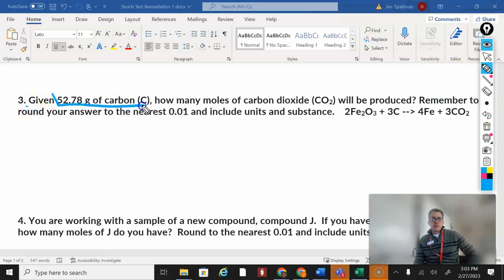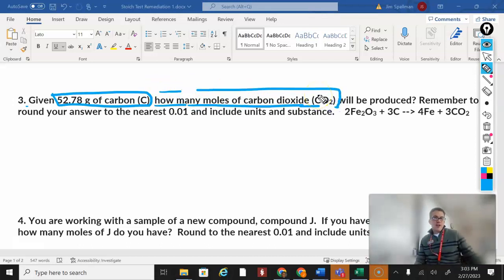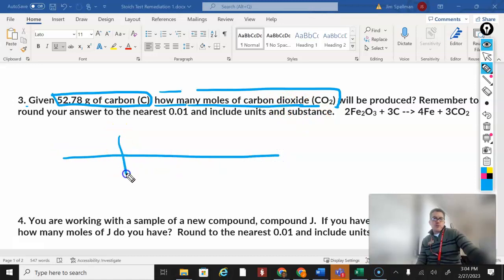So you've got a certain amount of carbon. And then here's our question: how many moles of carbon dioxide will be produced? All right, so we're starting with grams of one substance. We're going to moles of the other one. So again, this is not going to be a 3-step problem. This is just going to be a 2-step problem. We're starting with grams, which means we need to change that to moles. And then we finish with moles of the other substance.